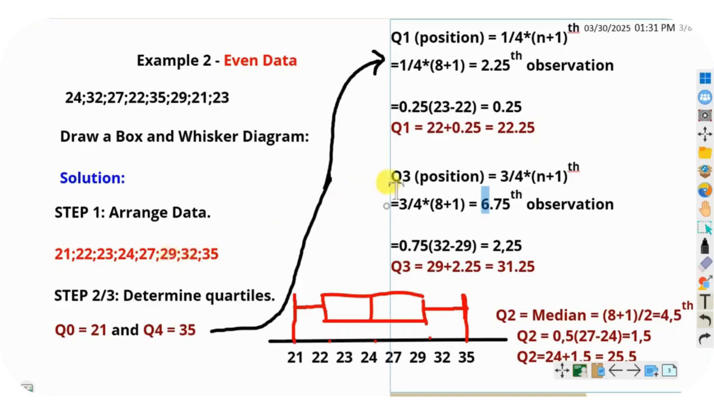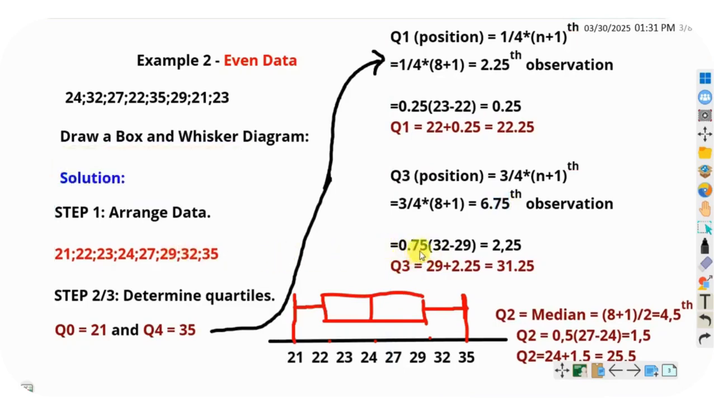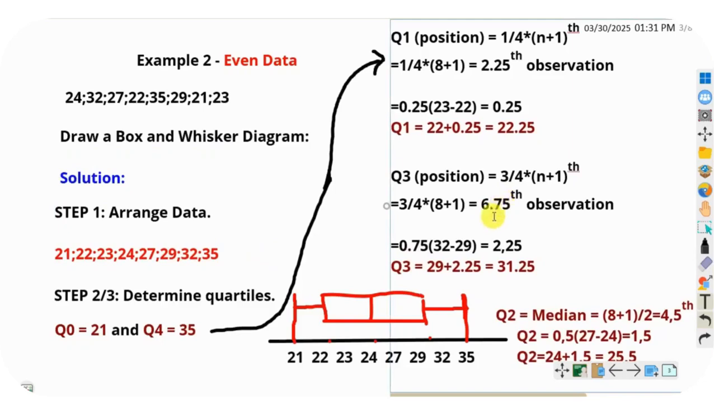Okay, so what I'm going to do is take the value after the comma, 0.75, and multiply it by the difference of those two values, 32 minus 29. So 0.75 multiplied by 32 minus 29, okay, I get 2.25. So it means after getting the sixth observation, I have to add 2.25.